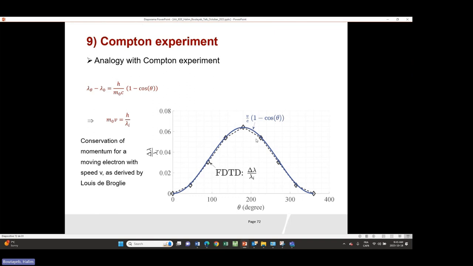That's what we see here. This curve is the same as what we got in FDTD, with delta lambda over lambda_i, where i is the excitation. If we want to make this the same as their theoretical formula, we found that we need this equation: if this one equals this one, then m_0 V equals h over lambda_i. This formula is the conservation of momentum for a moving electron with speed V, and it was derived by Louis de Broglie. So this shows that our approach is correct because it is in agreement with Louis de Broglie's theory.